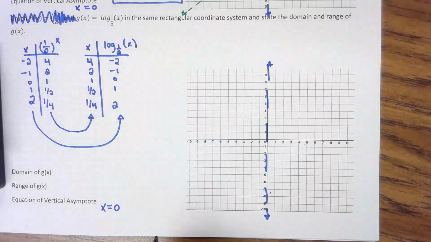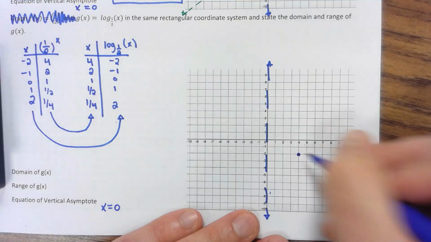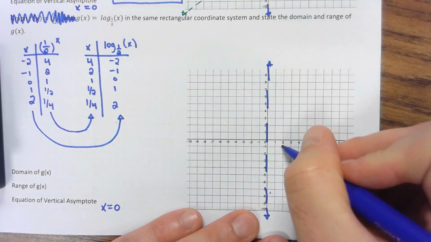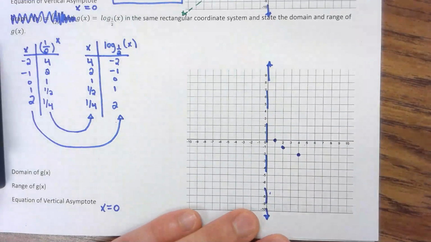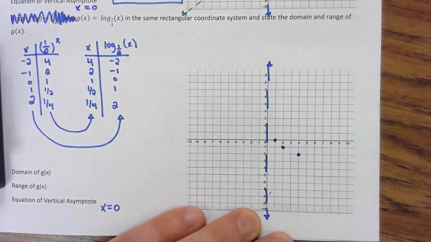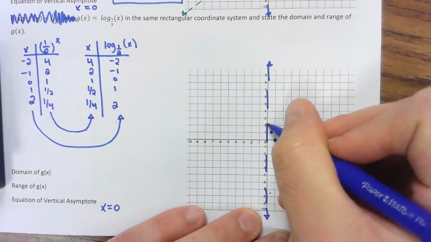Let's just go ahead and plot these points. So when x is 4, y is -2. When x is 2, y is -1. (1, 0) shows up on just about every graph. And then when x is 1/2, y is 1, and 1/4, 2.